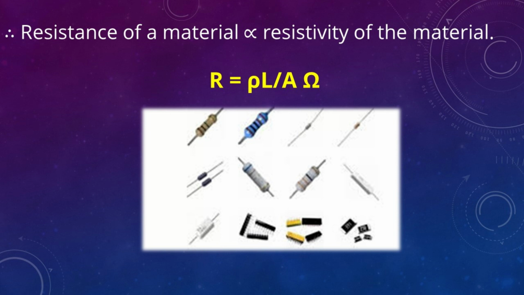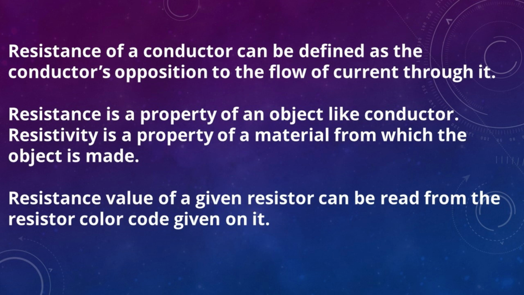R equals ρL/A. Resistance of a conductor can be defined as the conductor's opposition to the flow of current through it. Resistance is a property of an object like a conductor. Resistivity is a property of a material from which the object is made. Resistance value of a given resistor can be read from the resistor color code given on it.